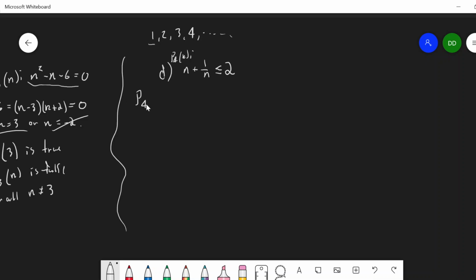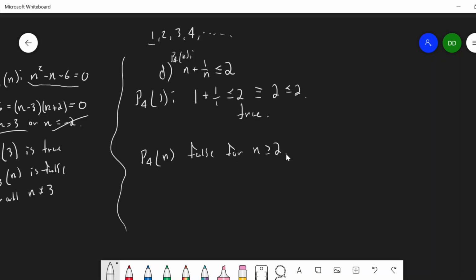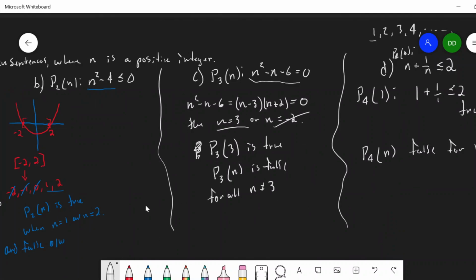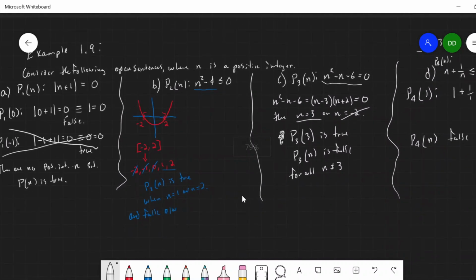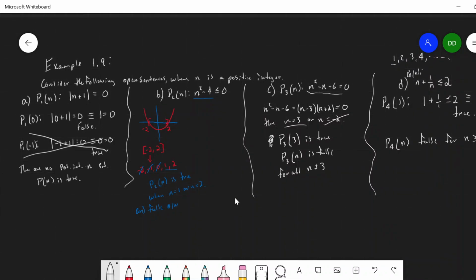So we can check P4 of 1. That would be the statement 1 plus 1 over 1 is less than or equal to 2. That's equivalent to 2 less than or equal to 2, and that is a true statement. And by that logic I mentioned before, we can say P4 of n is false for positive integers n greater than or equal to 2. So that's example 1.9. We get to play around a little bit with open sentences, remind ourselves what those are, and then actually solve some problems and figure out when an open sentence is true. All right, that's it for this one.